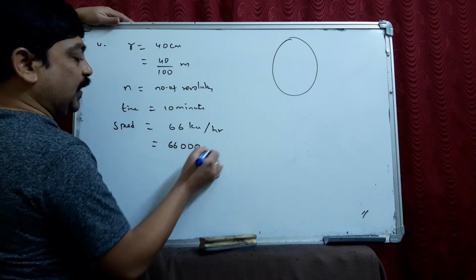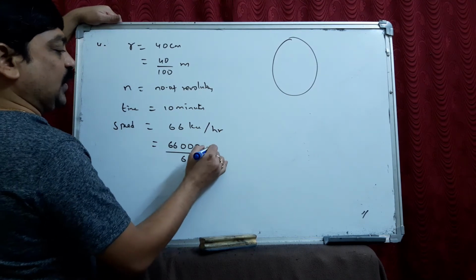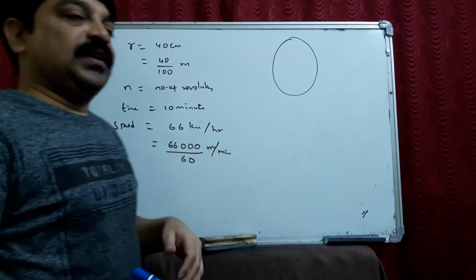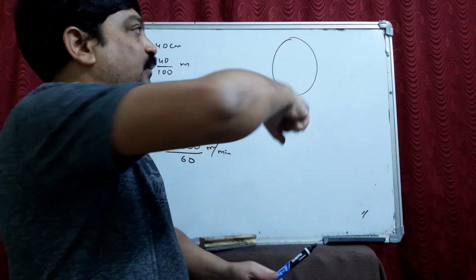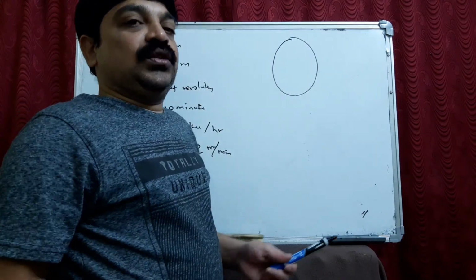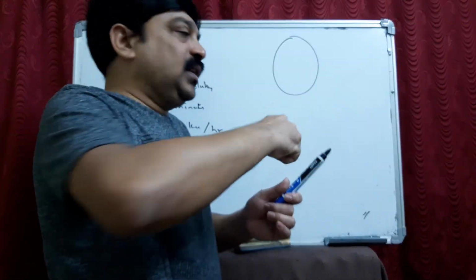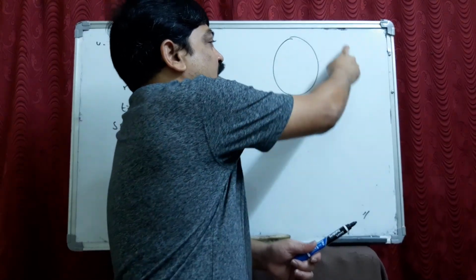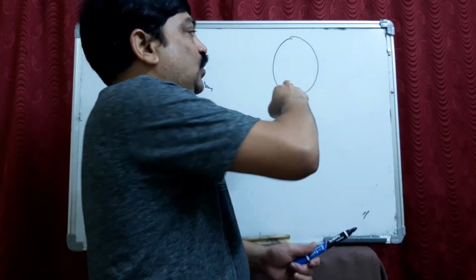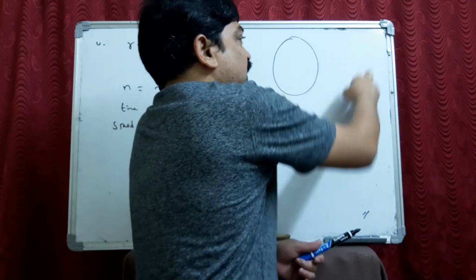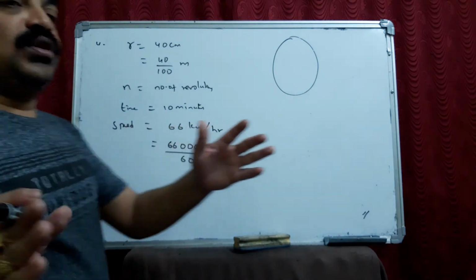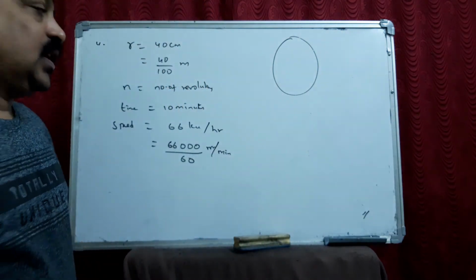Let us convert this into minutes and meters. 66,000 meters per hour, per minute it will be divided by 60. Now what is happening here? How many revolutions will it make? See, for a wheel to complete one revolution, it should complete one circumference, right? For a wheel to move from here to here, it should complete one complete revolution. One complete revolution means one circumference. So one circumference, two circumferences, third, fourth, like that it will move on. It should cover a certain amount of distance.